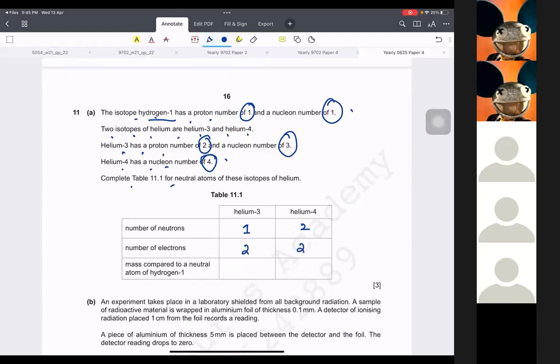Mass compared to neutral atom of hydrogen. If you look at it, hydrogen has 1 mass, helium has 3 or 4. So compared to hydrogen, this is going to be 3 times. This is going to be 4 times more.